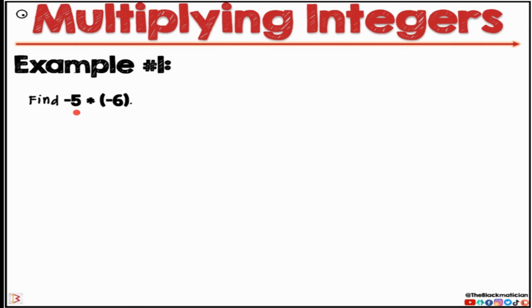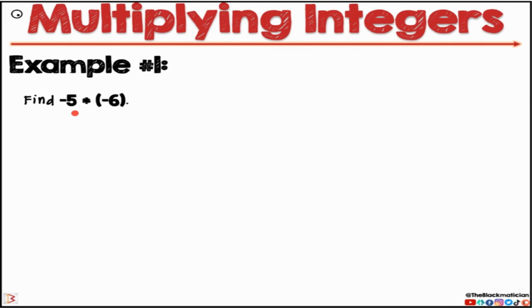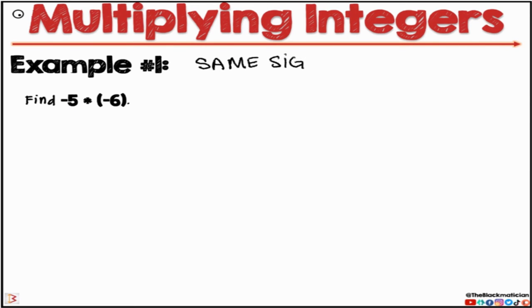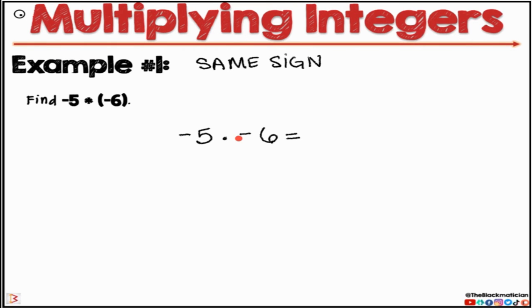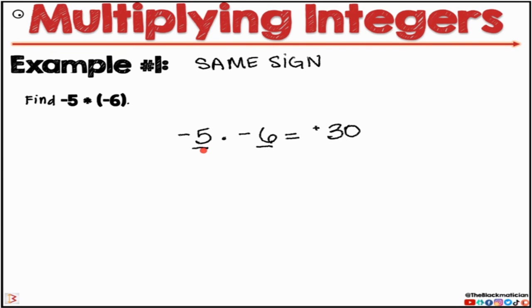Find negative 5 times negative 6. Well, I know we're multiplying a negative and a negative, so that's going to be same sign. So I know whatever my answer is, it's going to have to be positive. So if we do a negative 5 times a negative 6, I know that these two negatives are going to make a positive. I'm just going to put a little plus here so that we know that our answer is positive. And then we're going to do 5 times 6, which is 30. So negative 5 times negative 6 is going to be a positive 30.